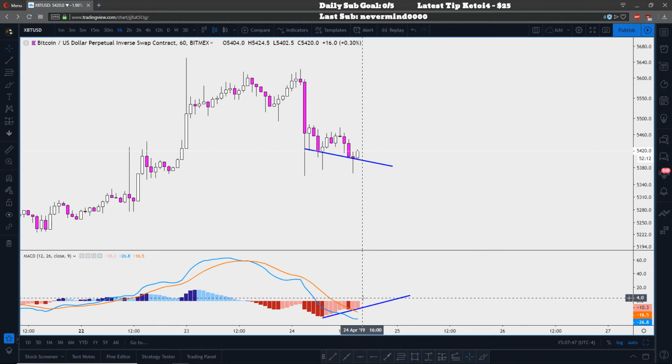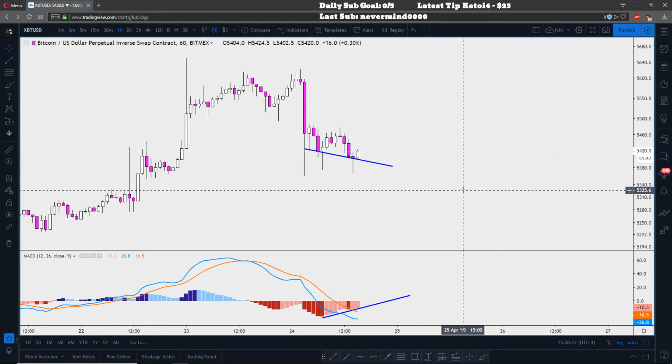What does that mean? That means that the moving averages, the 12 and the 26, are getting closer together as this low is forming. So you're forming a lower low, but the momentum is losing strength because your fast moving average, your 12, is getting closer to your slow moving average, your 26. Because they're getting closer together, that means that you're losing momentum.